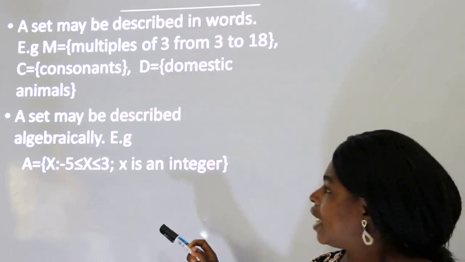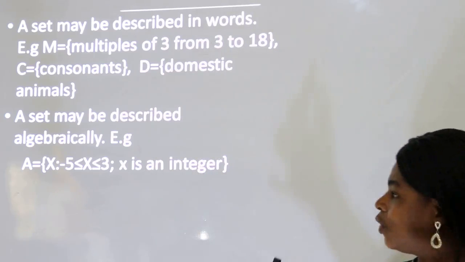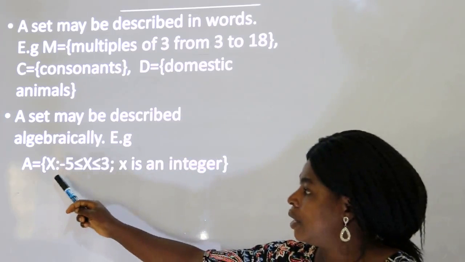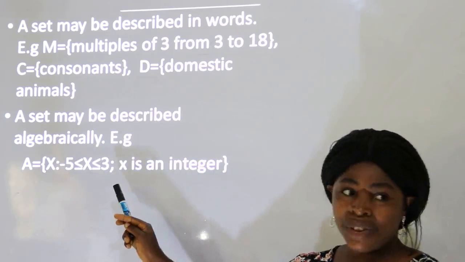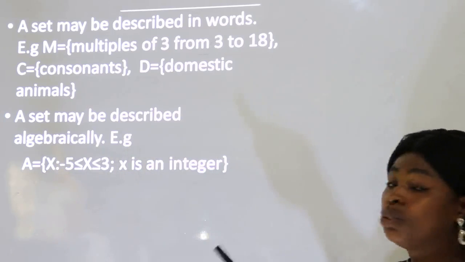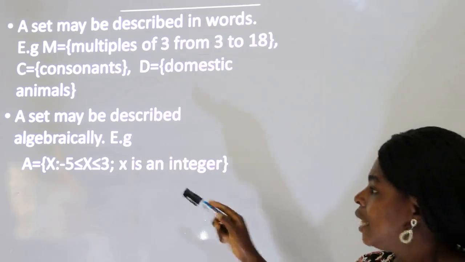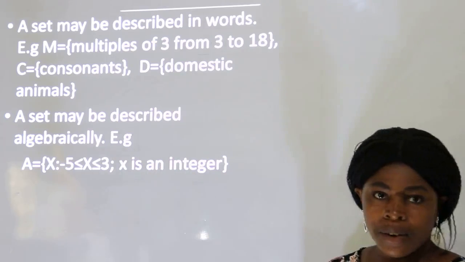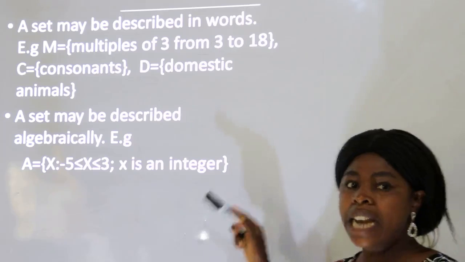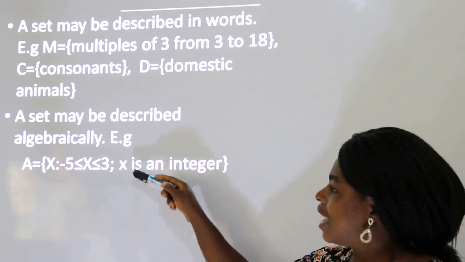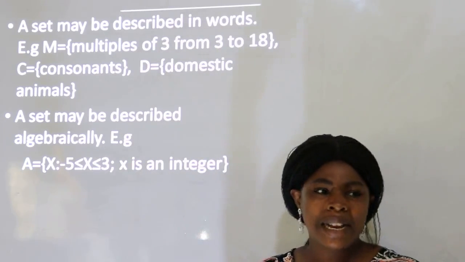Then the third way: a set may be described algebraically. We can write it in an algebraic form. Example, set A is equal to {x such that x ranges from -5 to 3, where x is an integer}. So they must explain this x. Or we say where y is an odd number. So this x must be explained, or they will say multiple of a particular number.